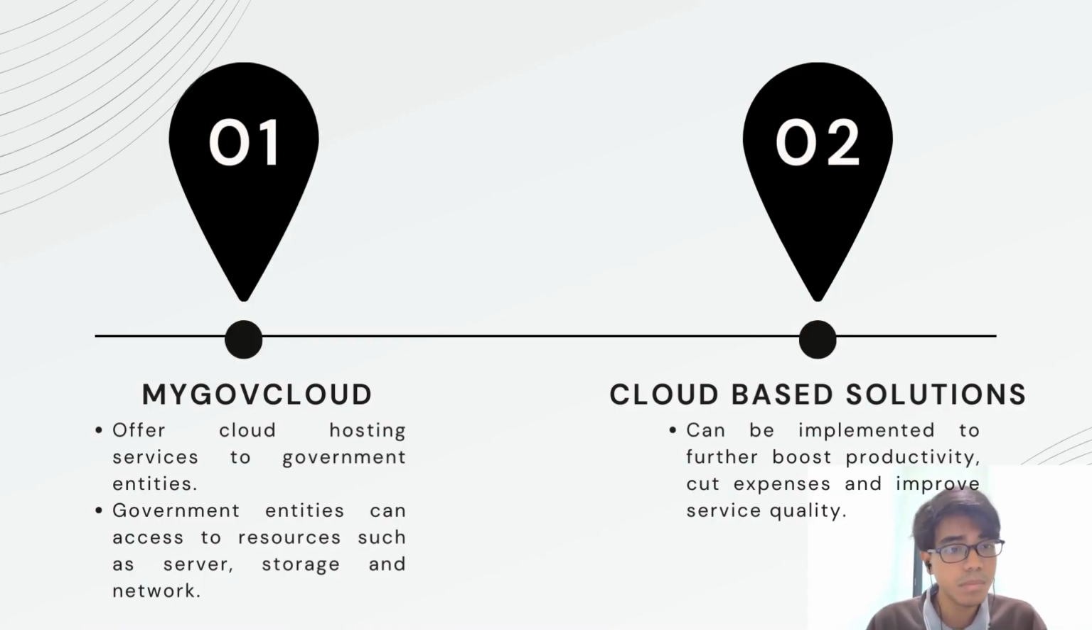So one of the example implementation of public deployment model is the MyGov Cloud. MyGov Cloud offer cloud hosting services to government entities. So government entities can have access to resources such as server, storage, and network. And a possible implementation of the public deployment model is actually some cloud-based solution. The cloud-based solution can be furthermore implemented to boost productivity, cut expenses, and furthermore improve service quality.